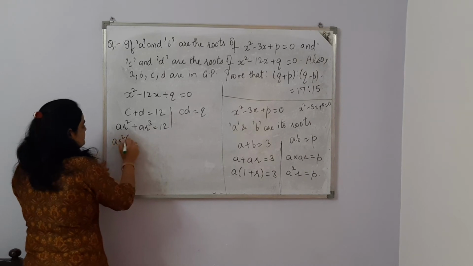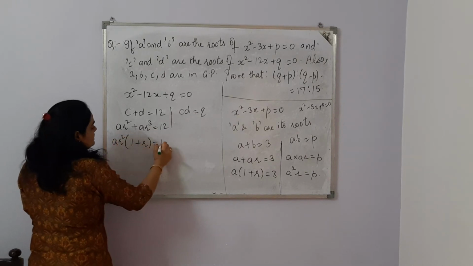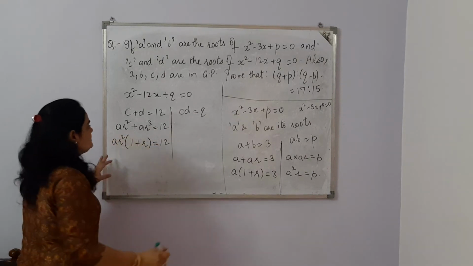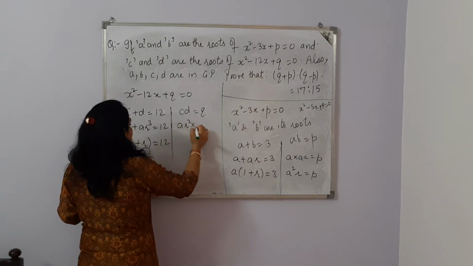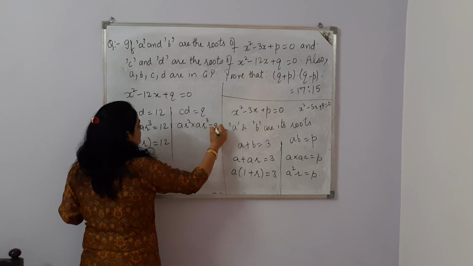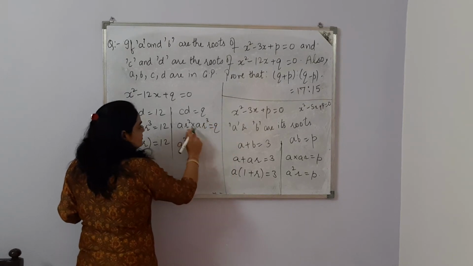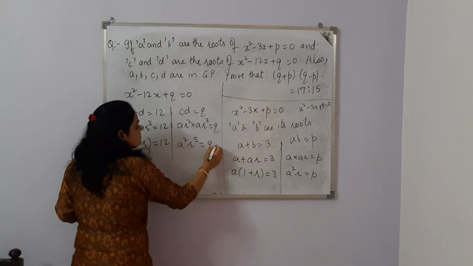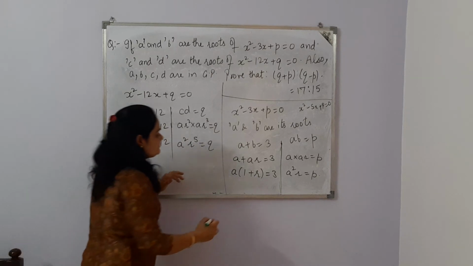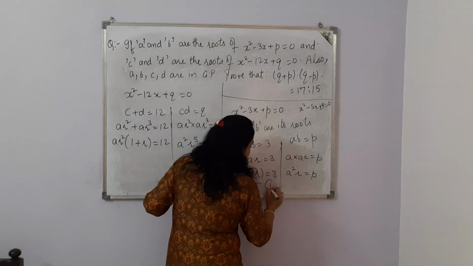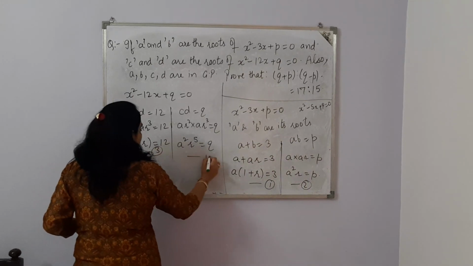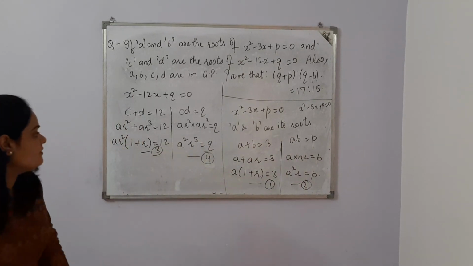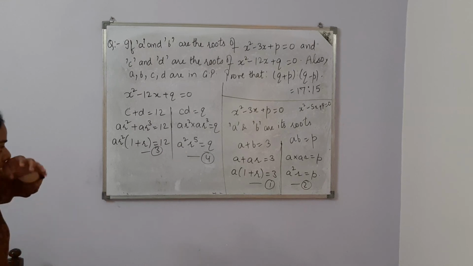Can I take AR square as common? AR square into 1 plus R is equal to 12. C into D, AR square into AR cube is equal to Q. A square R to the power 5, bases same, powers will add, is equal to Q. This is your first equation, second equation, third equation, fourth equation. Well, now we have 4 equations.